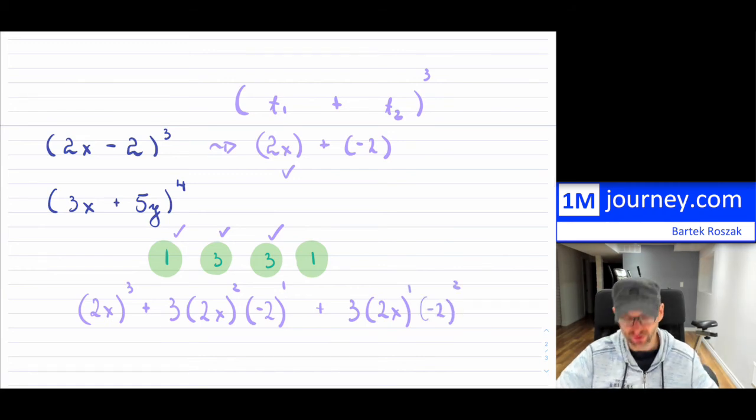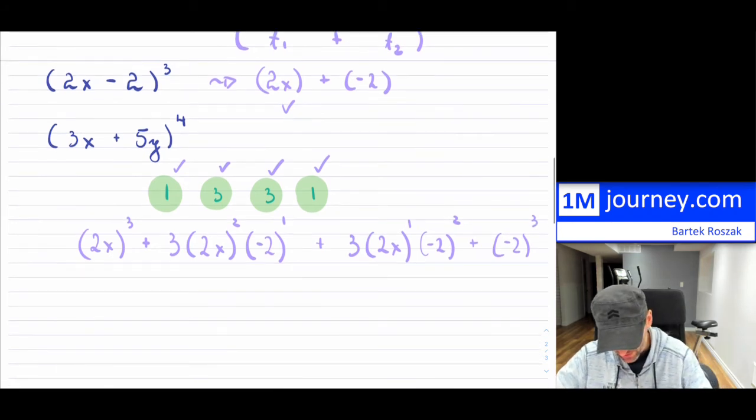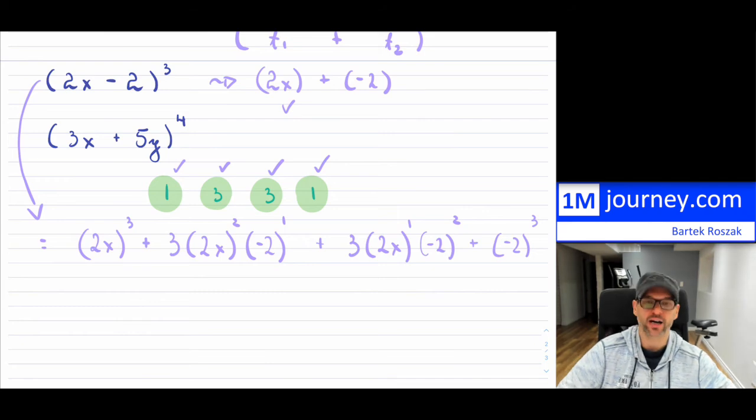Now this is going to be to the 2. And finally, plus the last one, the coefficient is a 1. Okay, so I just won't write it because it's 1. And then my term 2 is going to be cubed. And there you have your expansion of this entire thing.